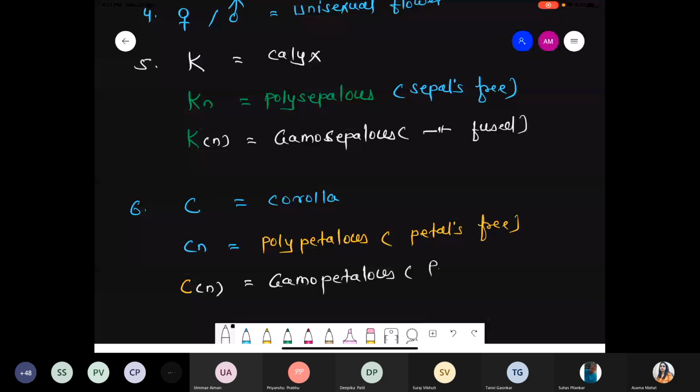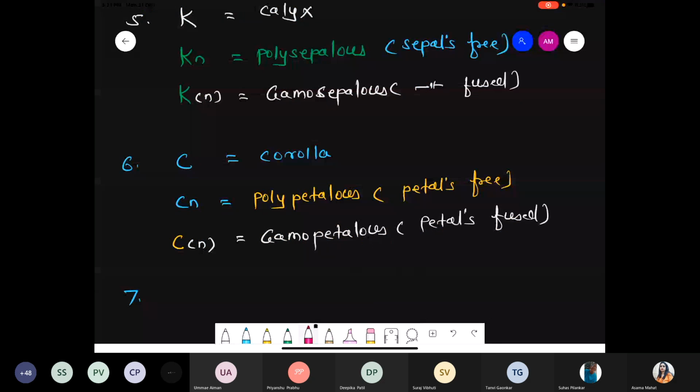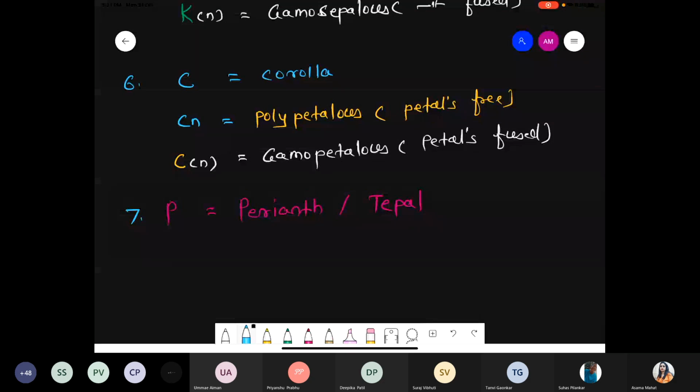Now the next condition, capital P, number 7. Capital P stands for the perianth, and you know very well perianth is also called the tepal, where petal and sepal are both morphologically similar. P stands for perianth. We will see this ahead in the case of the Liliaceae family.